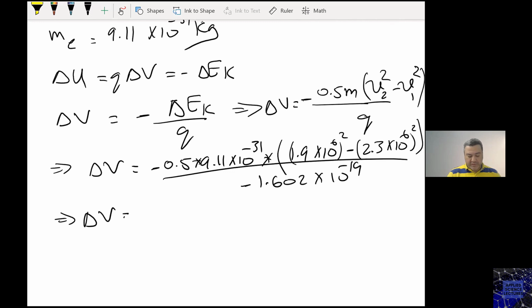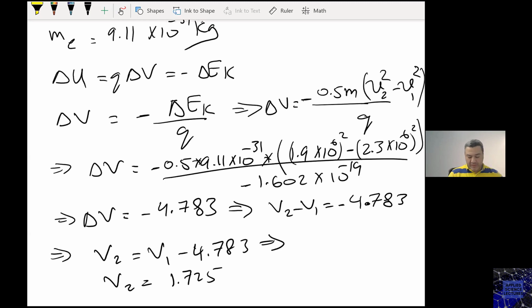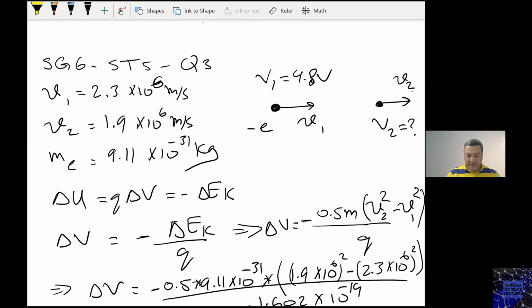Then delta V becomes minus 4.783, or V2 as V1 minus 4.783. V2 is 1.725 × 10^-2 volts. V1 is given to me as 4.8.